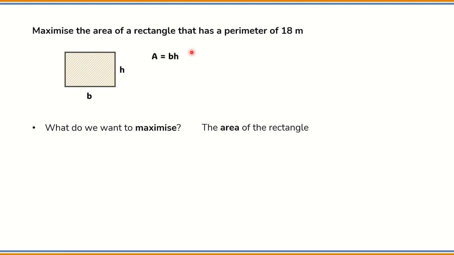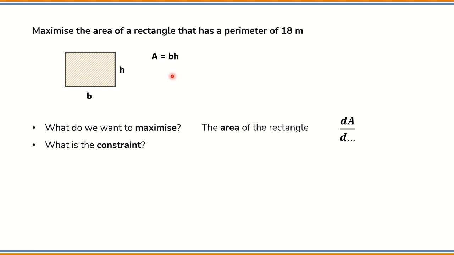The formula of the area of the rectangle is base times height. We will need to differentiate the area, dA, with respect to a variable. But here we can see that we have two variables instead of one. The second question is, what is the constraint? The constraint is a restriction. It's a condition that the variables must satisfy.